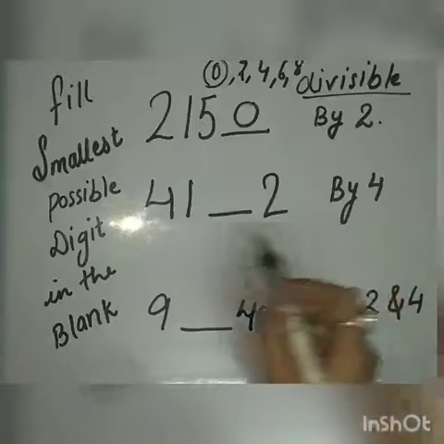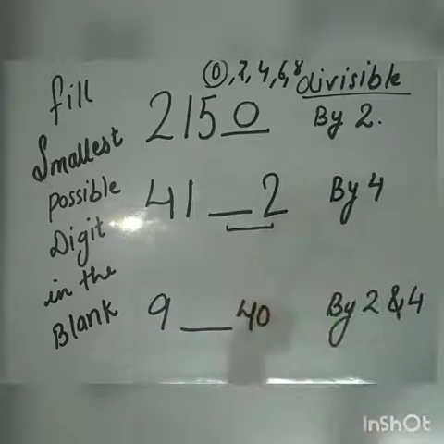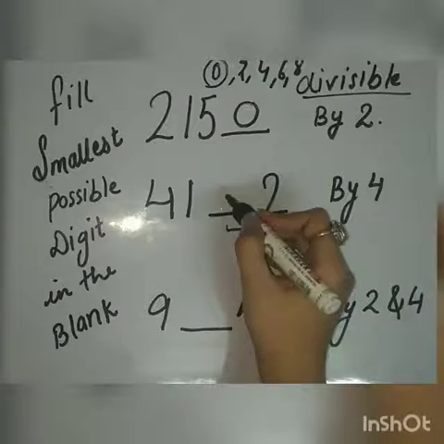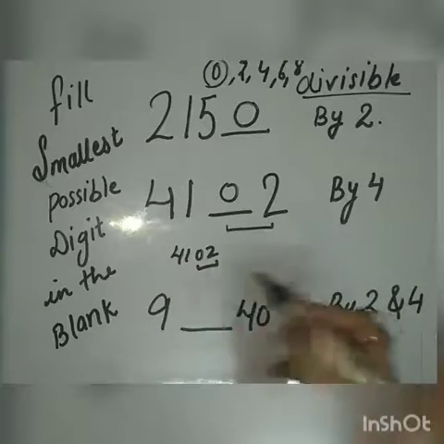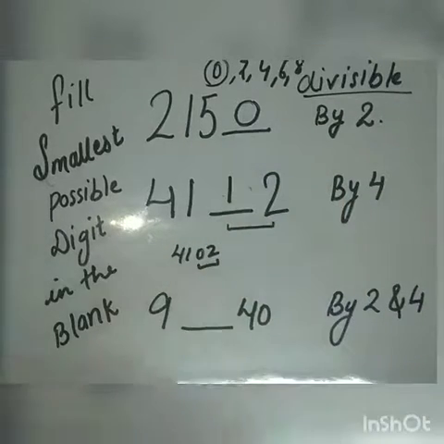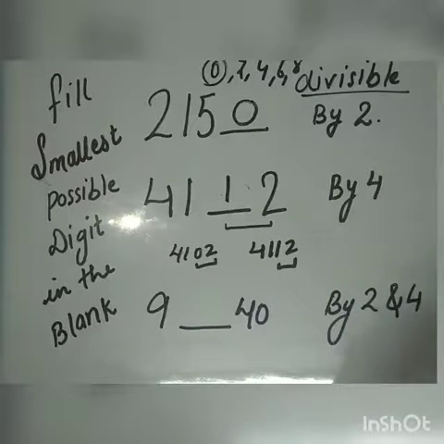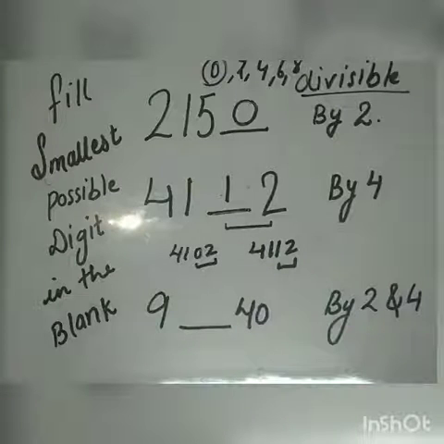In the second example, this number should be divisible by 4. The condition of 4 is that the number formed by the last two digits must be divisible by 4. If I fill 0 here, the number formed is 4102. 2 is not divisible by 4. So if I fill 1 here, it becomes 4112. The last two digits are 12. 12 is completely divisible by 4. So in this blank we will fill 1. The smallest digit is 1.